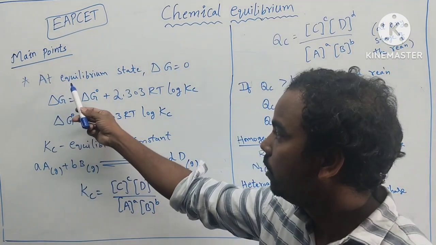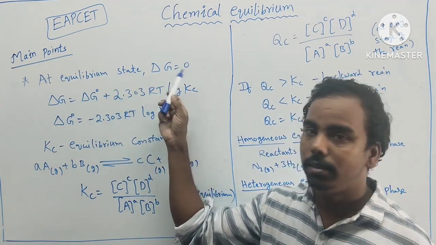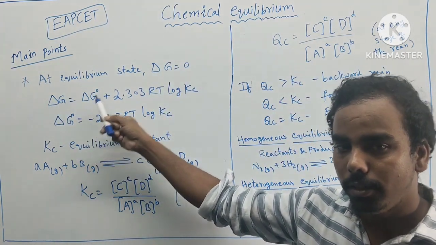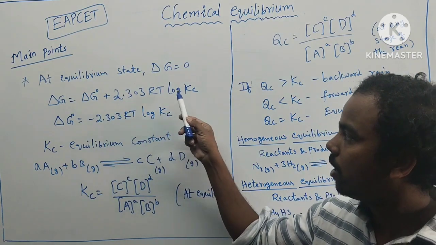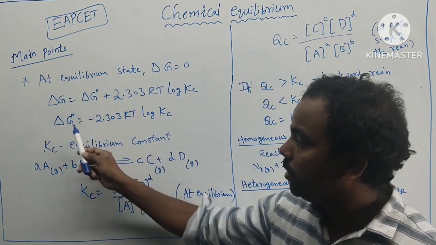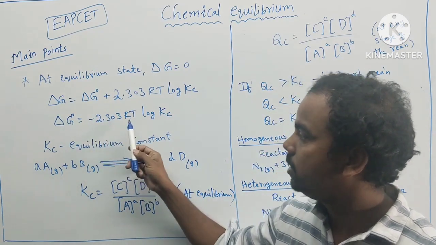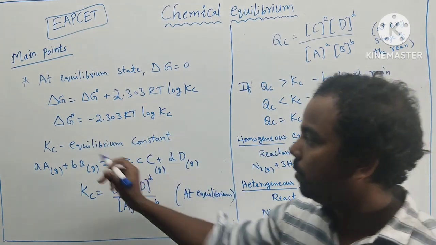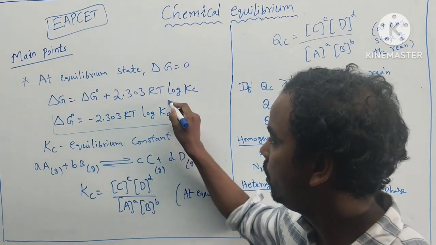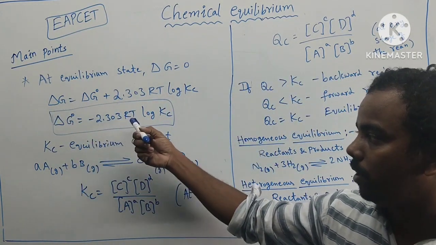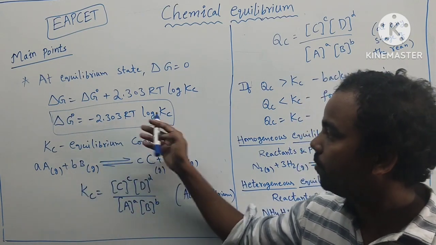Next, at equilibrium state, delta G is equal to 0, the change in Gibbs energy. Actually the formula is delta G equals delta G naught plus 2.303 RT log Kc. If delta G is 0, then delta G naught is equal to minus 2.303 RT log Kc. By using this formula, different problems were asked in the previous EAPCET. So very important.